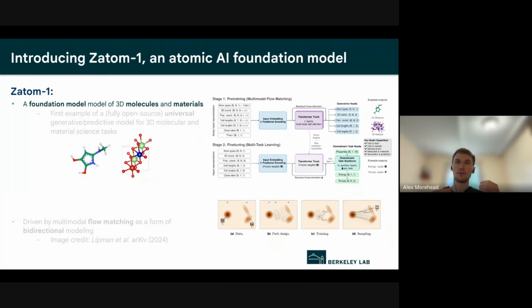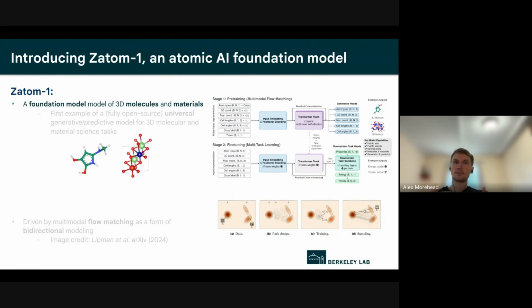So I'll describe what flow matching is in a little bit, but at a high level, it's a generative modeling technique that's essentially applicable across many different types of modalities. So you can use it for discrete data, continuous data, and so on. And we argue that this is a very tractable training objective, and it's also a good way of initializing the embeddings of our transformer trunk for downstream tasks.